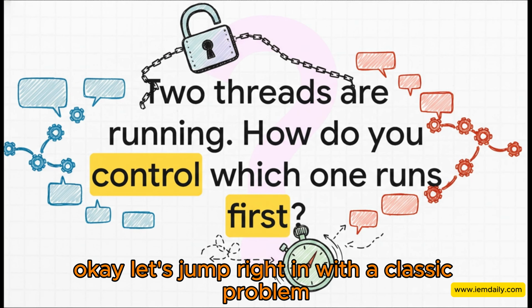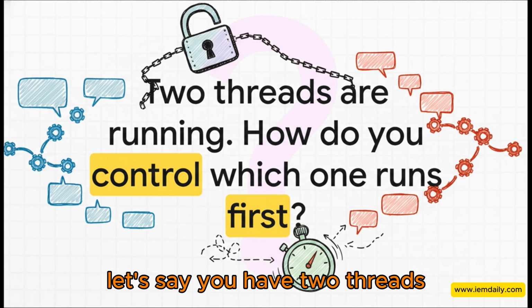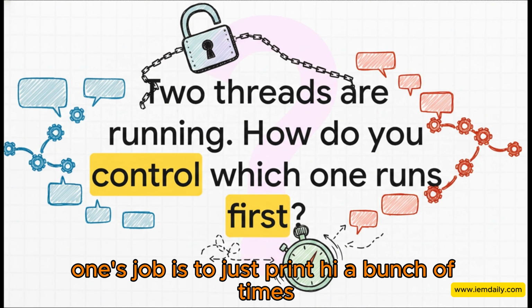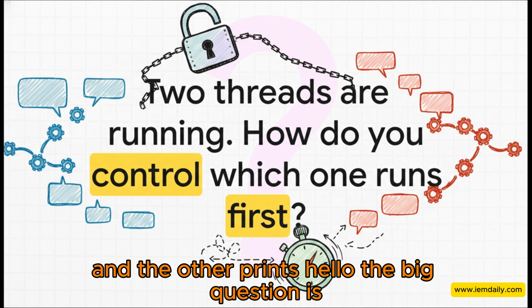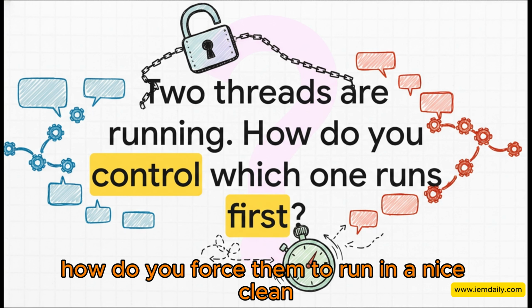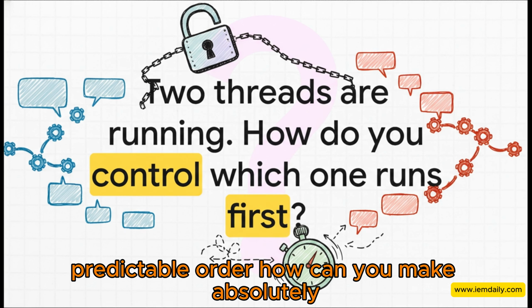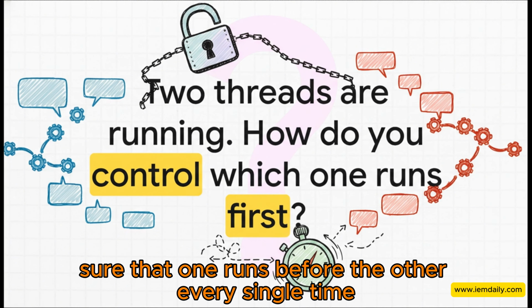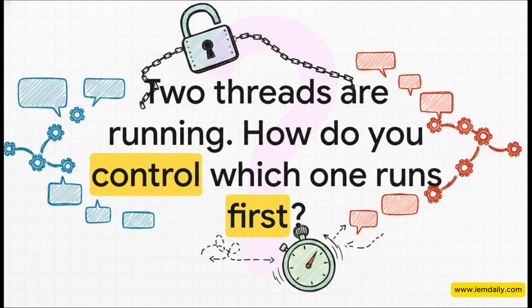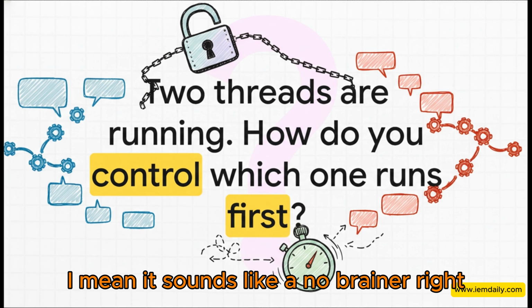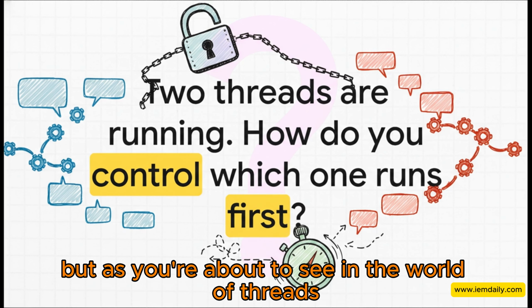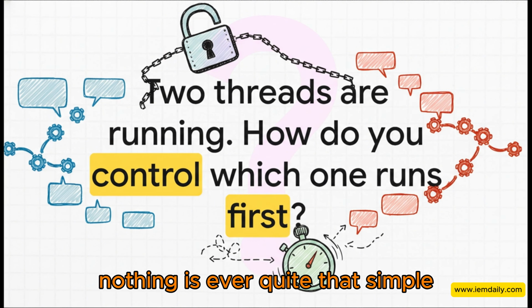Okay, let's jump right in with a classic problem. Let's say you have two threads. One's job is to just print hi a bunch of times, and the other prints hello. The big question is, how do you force them to run in a nice, clean, predictable order? How can you make absolutely sure that one runs before the other every single time? I mean, it sounds like a no-brainer, right? But as you're about to see, in the world of threads, nothing is ever quite that simple.